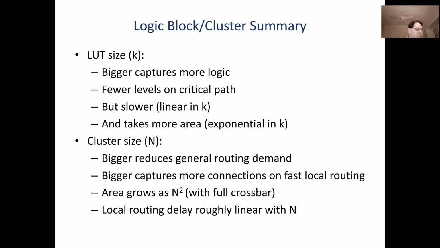Cluster size, as we make it bigger, we reduce the general routing demand. So that saves us area in the general routing because we can use a smaller W. As it gets bigger, we capture more connections on the fast local routing. So that's good. The area grows as n squared because we got a full crossbar, so we can't go too big on n. And the delay of the local routing itself increases with n, roughly linearly, which means there's another reason you can't make n too big, because eventually your local routing would get slow.